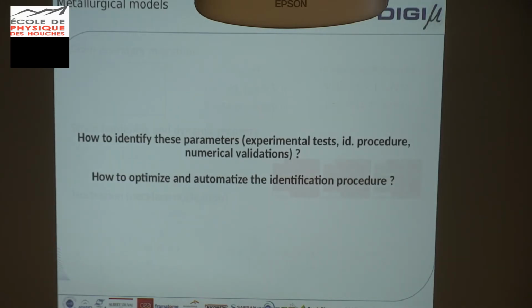Two questions that we can ask ourselves about those metallurgical models: how to identify the model's parameters. It is a wide topic, because we start from experimental tests and how to do them, how to treat the data, the actual identification procedure, and then numerical validations. The idea behind that is also to reflect on the optimization and automatization of the identification procedure, to at least give a starting point and good guidelines to perform it.